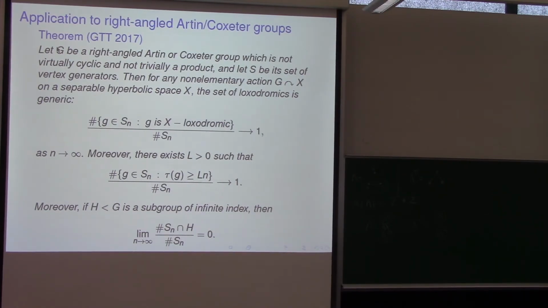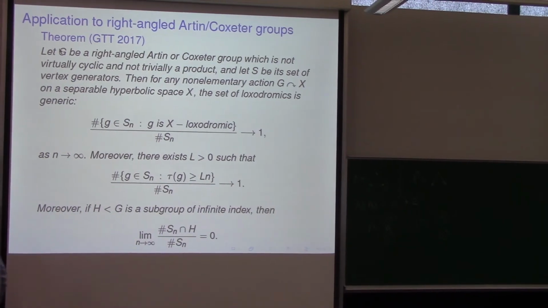So in a way, this closes the picture for these groups, because either they're products, and in this product case, you can tell that if one of those factors has the same growth as the big group, then you cannot possibly have genericity of loxodromics. Or it's not a product, and if it's not a product, you have all these nice properties. So I think this is kind of neat.